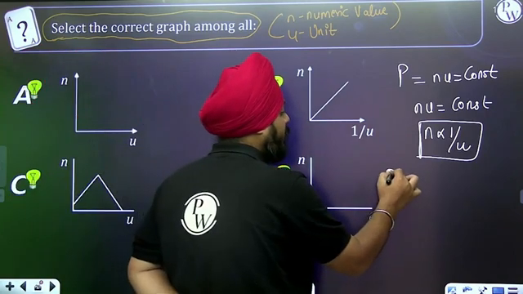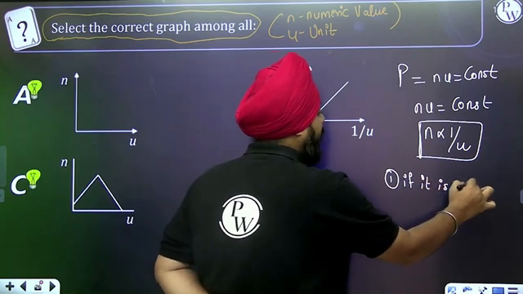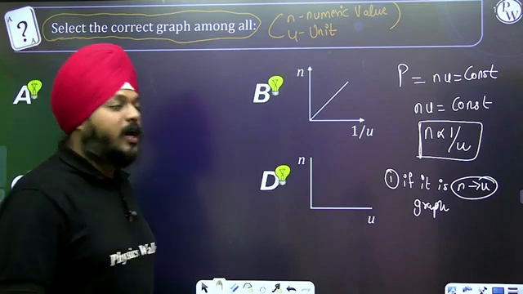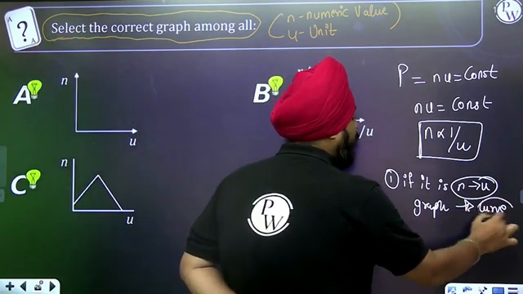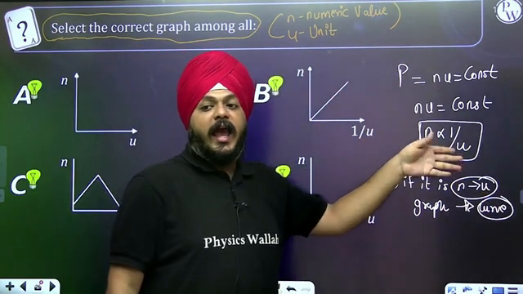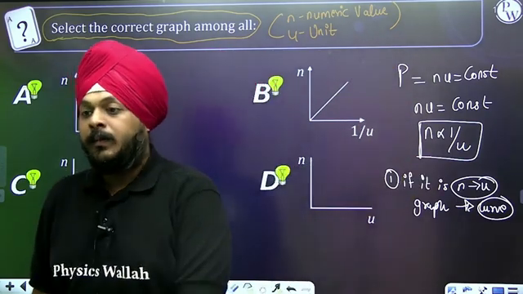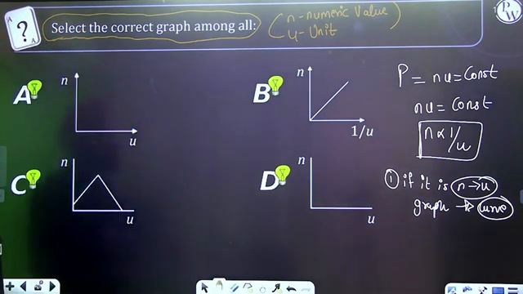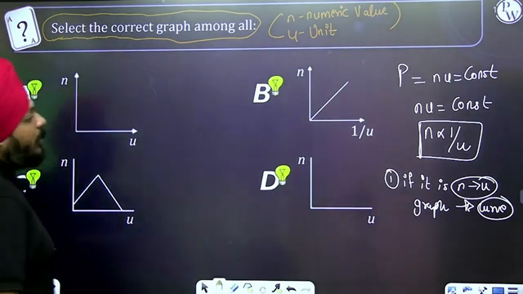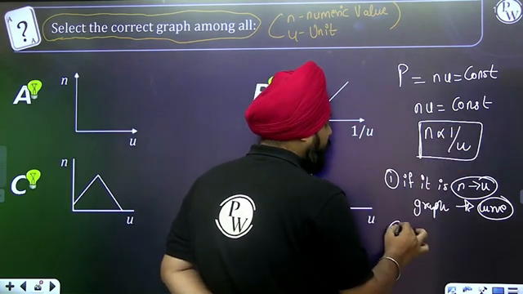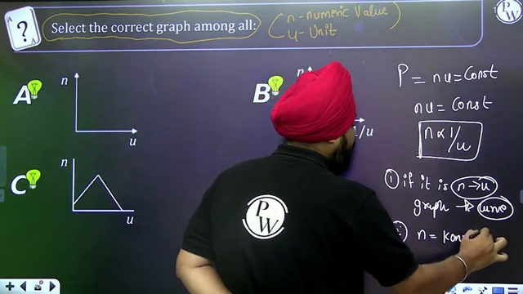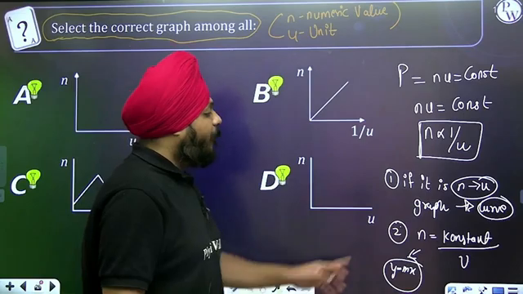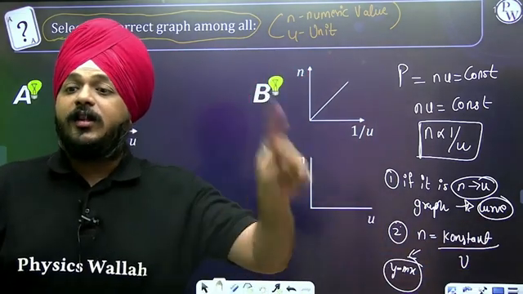So first, if it is an N versus U graph, then it is a hyperbolic kind of curve. Why? N increases, U decreases; N decreases, U increases. Second, if you want to follow the equation that N is equal to constant by U, then it follows y is equal to mx. This is the equation of a straight line with zero intercept.